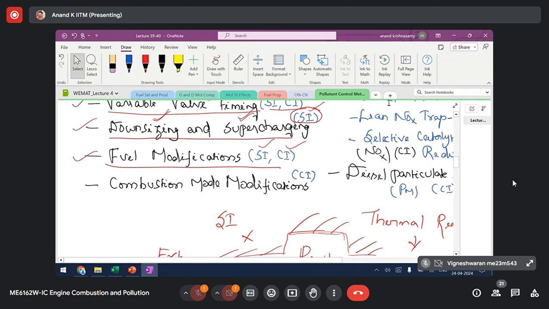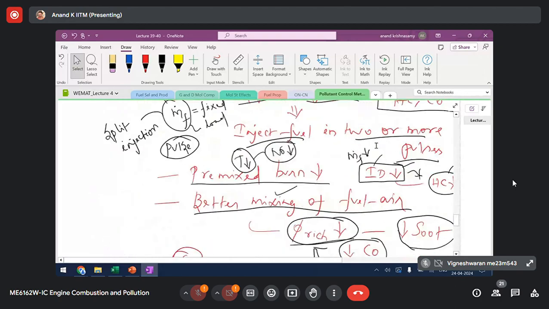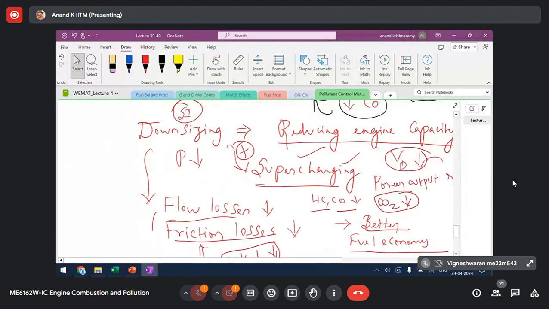Sir, I have a question. Can I ask if you allow? Yes. Sir, basically, this downsizing of the engine will reduce the friction and flow losses that you have told us. And to retain the power, we have to introduce supercharging, right, sir? Yes, yes. Now, supercharging will also consume some power to run in that way. So whether that power will be, what I mean to say is lesser than the friction losses that the engine can occur?